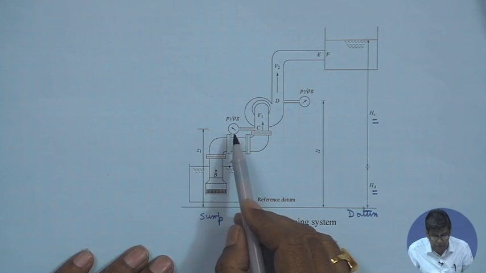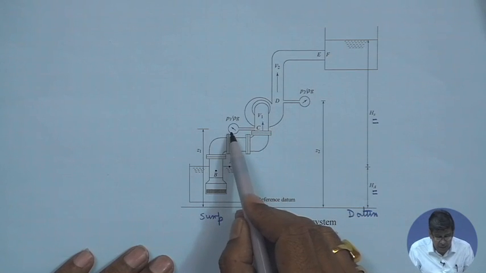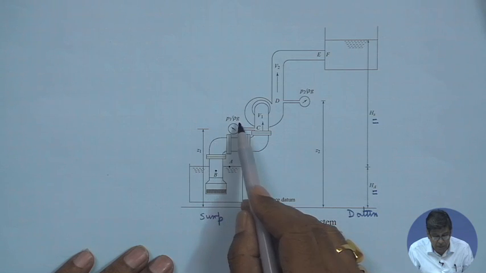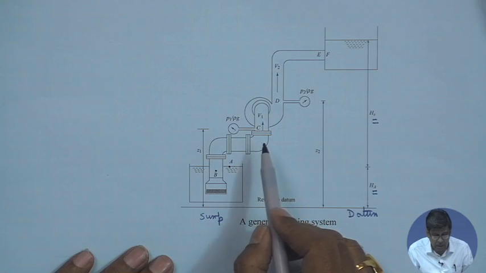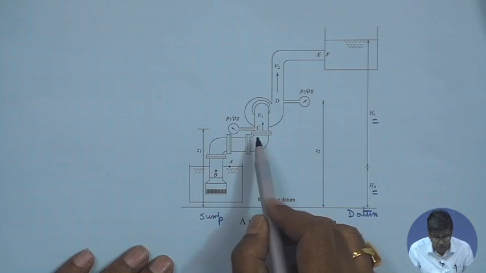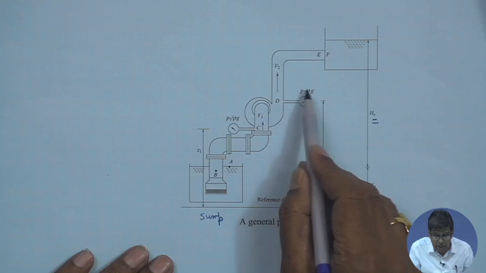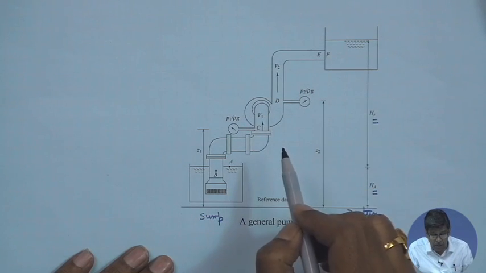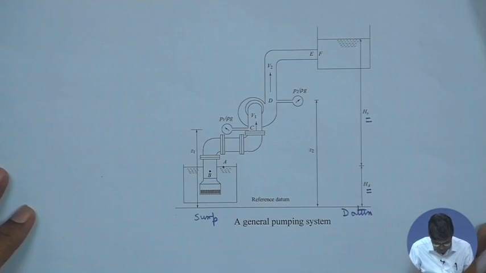And in this picture we show two pressure gauges. One is at the inlet to the pump, recording the pressure, and the corresponding pressure head is P1 by rho g. The subscript 1 is given at the inlet to the pump, and P2 by rho g is the pressure head at the outlet from the pump. The subscript 2 is given at the outlet from the pump.